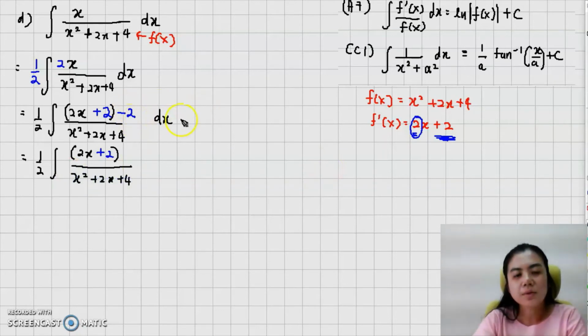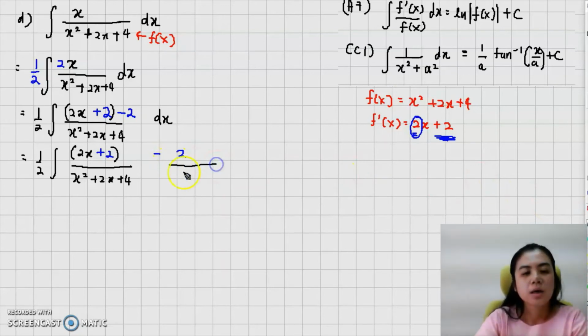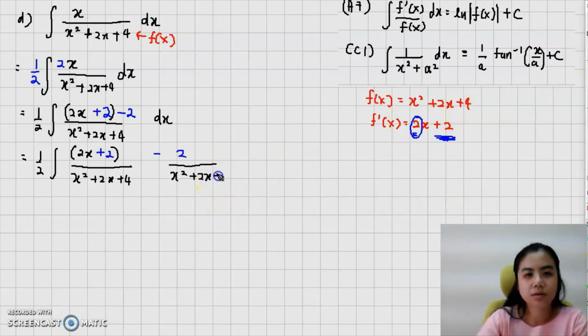And we have the last item, the third item, minus 2. So put the minus 2 here, and make sure it's divided by the denominator again. Now it's plus 4.